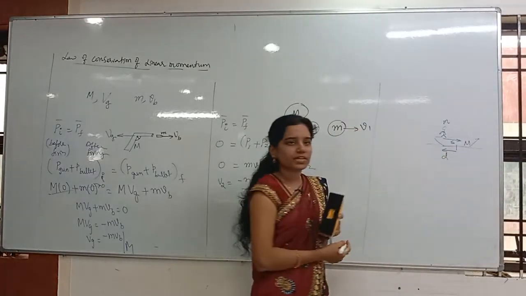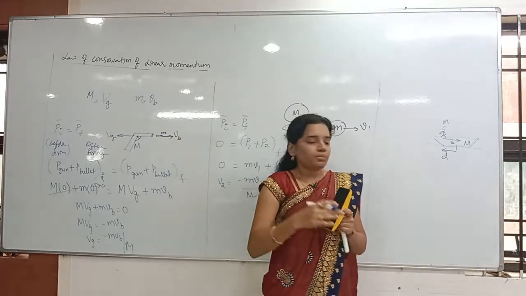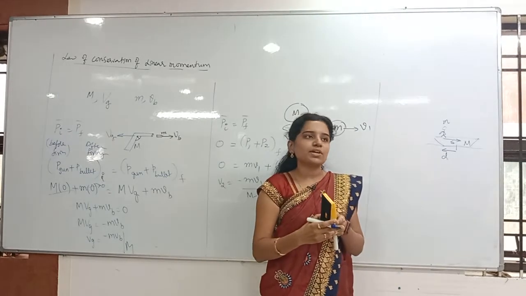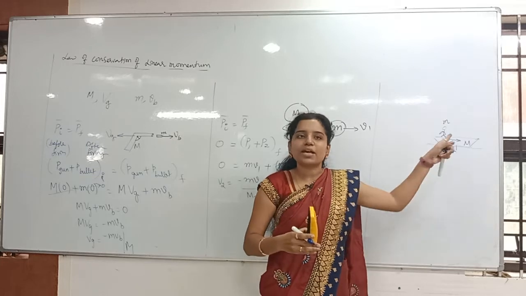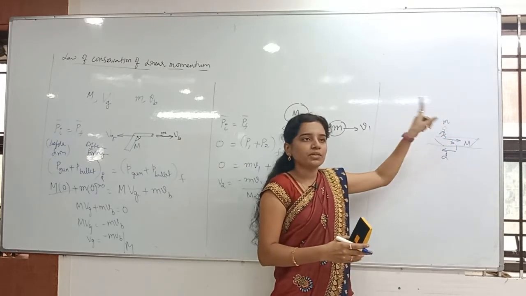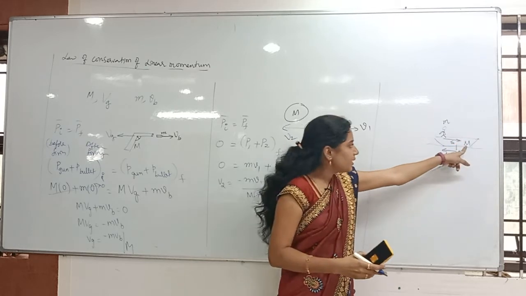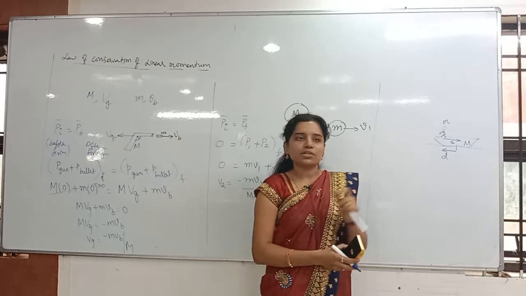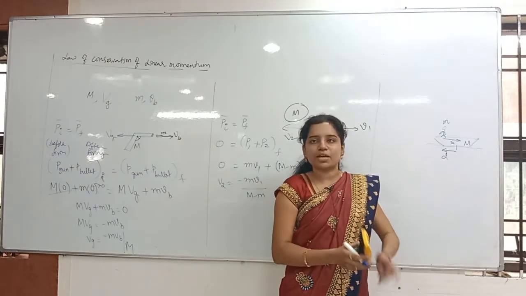The distance is different. Why? Because in the first case, only the man is moving. In the second case, both are moving. Before, the mass is small m. After, the mass is capital M plus small m, because both are moving in the backward direction. So before the mass is different, after the mass is different.